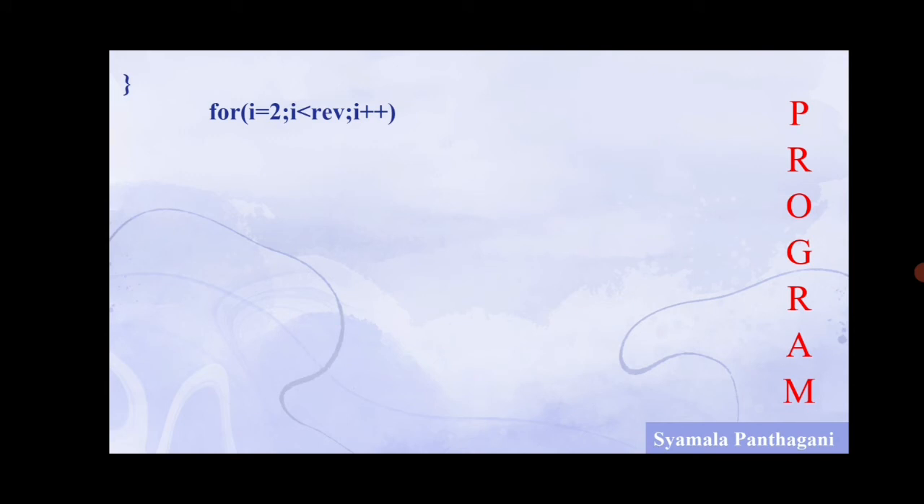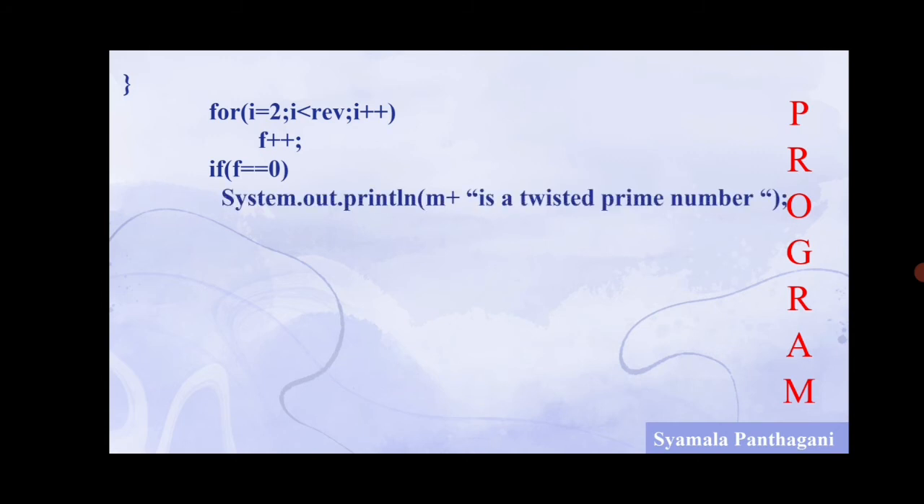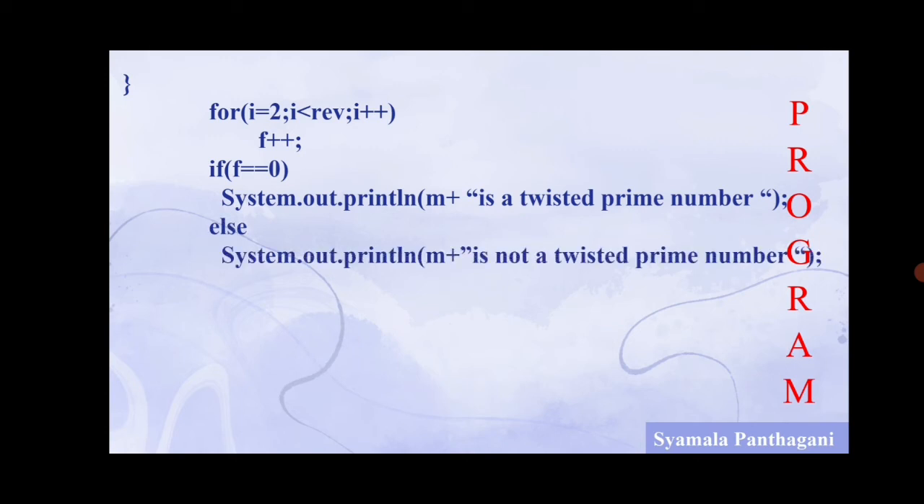And if we reverse the number, we have to check whether the reverse number is prime or not. That's why I have written the for loop for the reversed number. For i = 2; i < rev, that means the reversed number, i++, f++. If f is equal to 0, System.out.println(n is a twisted prime number). Else System.out.println(n is not a twisted prime number).